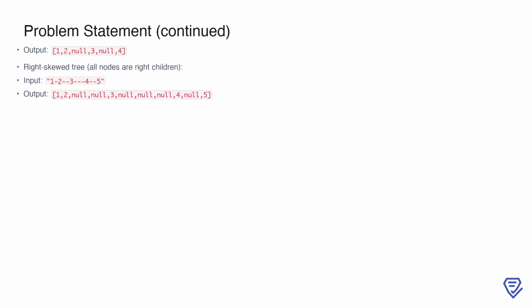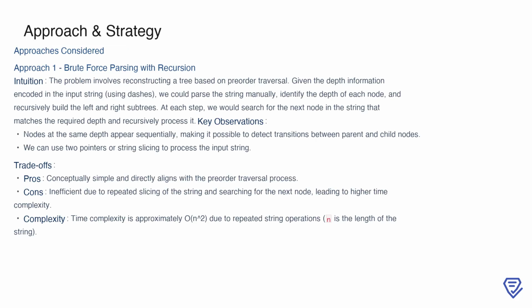the right. When considering how to reconstruct the tree from the preorder traversal, one intuitive approach is to use brute force parsing combined with recursion. In this method, we analyze the input string to identify the depth of each node based on the dashes and then recursively build the tree.